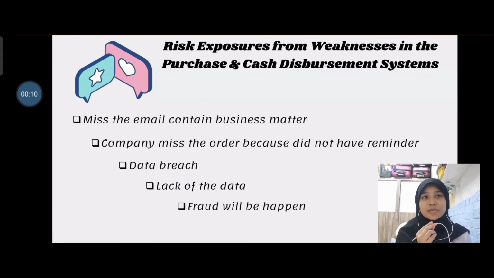I'm going to talk about risk exposure from weaknesses in the purchase and cash disbursement system. First, if the staff keep using personal email instead of company email for important business, they are going to miss emails that contain business matters, because personal emails keep coming from the same email. Second, the company might miss orders because they did not have a reminder, since the purchasing clerk occasionally checks email requests for purchase orders.